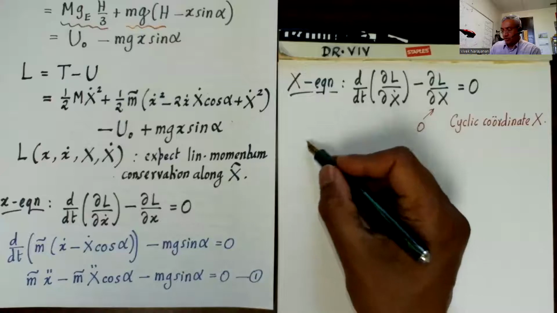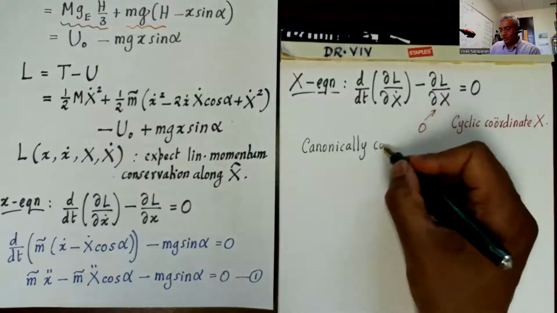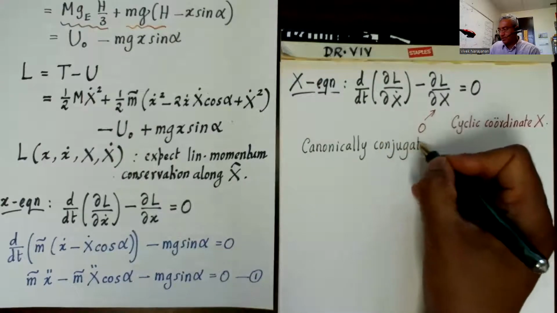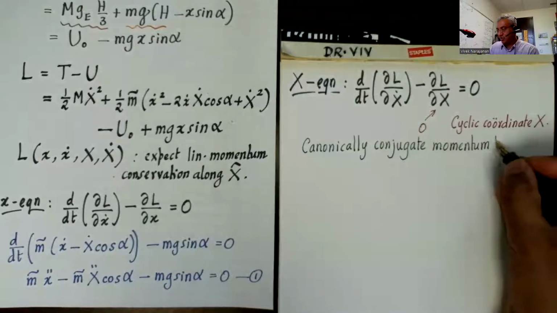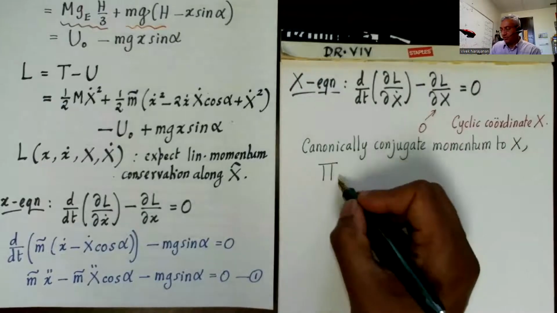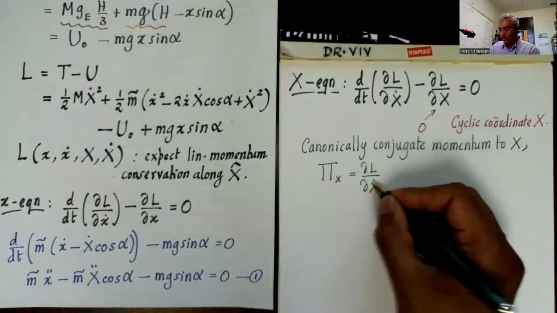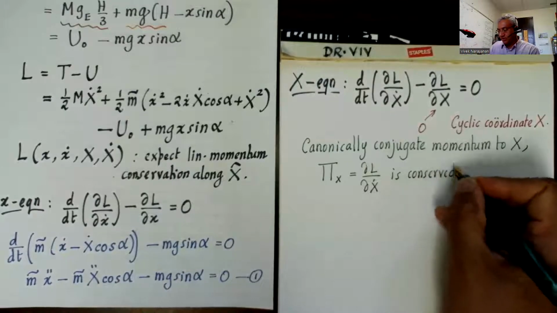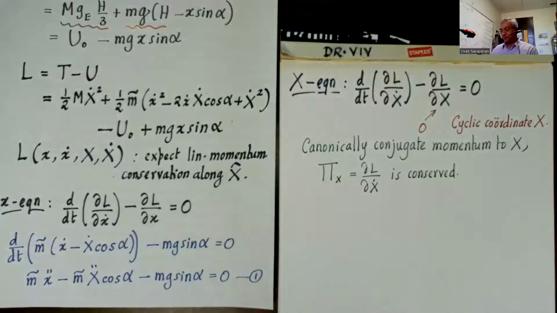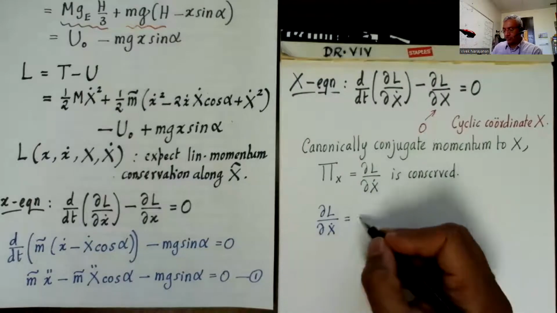So the canonical, or the canonically conjugate, momentum to x, written pi x rather than px, which is del L over del capital X dot, is conserved. In other words, it's equal to a constant. So we're going to work with that equation. Del L over del capital X dot equals constant.